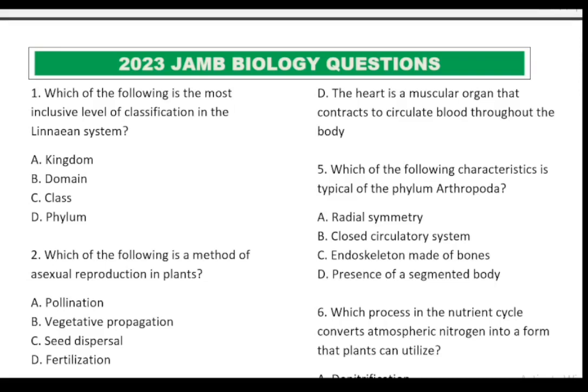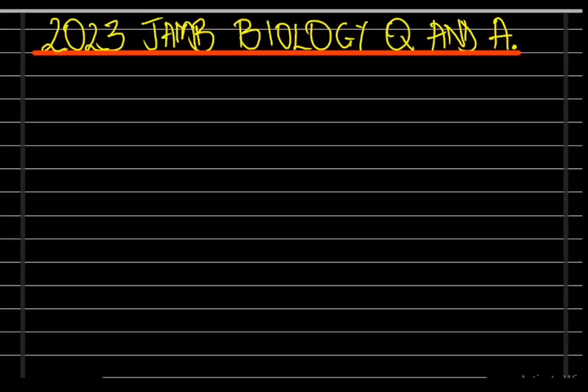Number one question says, which of the following is the most inclusive level of classification in the linear system? That is what our question one is saying. And the options we have there: kingdom, domain, class, and then phylum. When we look at the levels of classification, basically these are the things that we have. We have 7 classifications, and it starts from the kingdom number one.